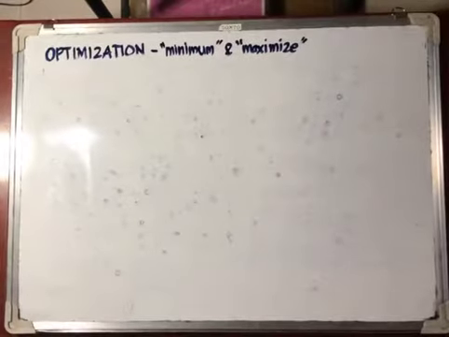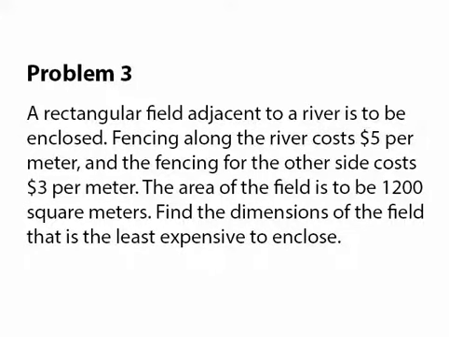Alright, we have another problem here. A rectangular field adjacent to a river is to be enclosed. Fencing along the river costs $5 per meter, and fencing for the other sides costs $3 per meter. The area of the field is to be 1,200 square meters. Find the dimensions of the field that is the least expensive to enclose.